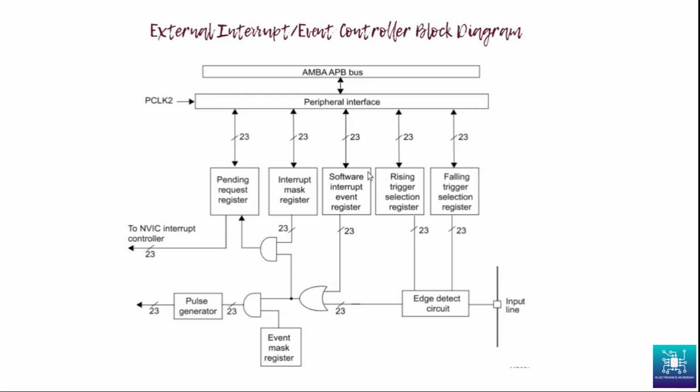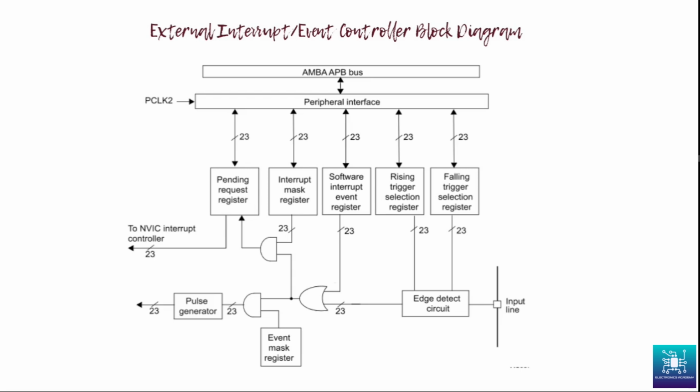The third scenario is we raise an interrupt through software. That is, through our code we raise an interrupt. In that case, if we raise an event in the software interrupt event register, it goes through this OR gate. Here again it checks for the mask and then it goes out. So this is the block diagram for the external interrupt event controller. Now let us have a look at the registers and try to understand better how this works.